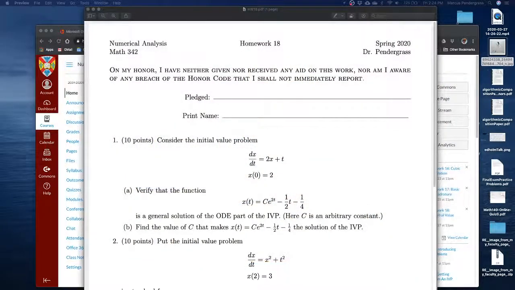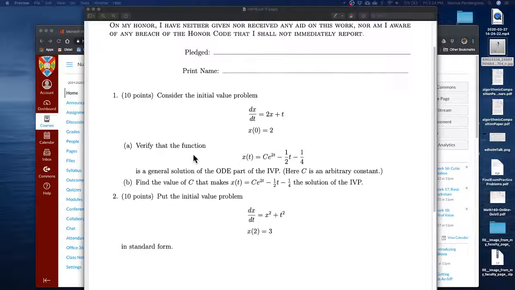Here it is. And there's a couple of problems on it. The first one gives us an initial value problem and presents the general solution to the ODE and just asks you to verify that, and then asks you to find the constant C that makes the general solution satisfy the initial condition and therefore makes it a solution of the initial value problem.